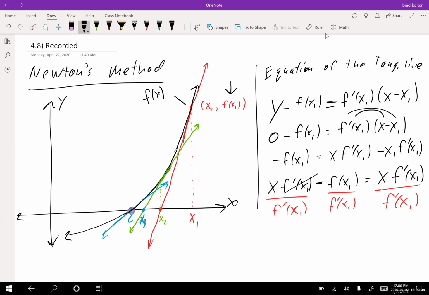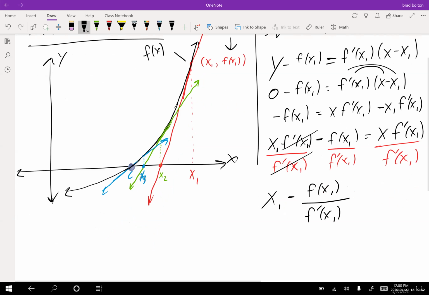And let's see what we got here. So that'll cancel with that. So we're left with x. I believe I messed up. I believe this is x sub 1 right here, by the way. So please put that there. So this is x sub 1 minus f of x sub 1 divided by f prime of x sub 1, and this is equal to x. So we know that x is x sub 1 minus f of x sub 1 divided by f prime of x sub 1.